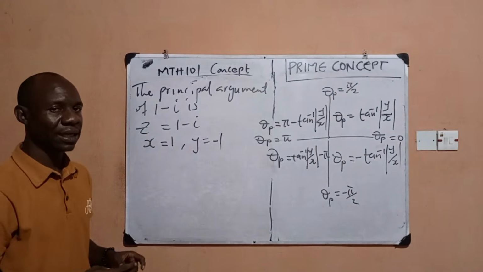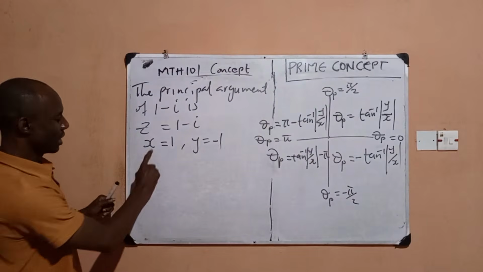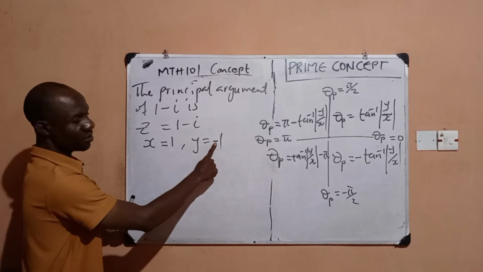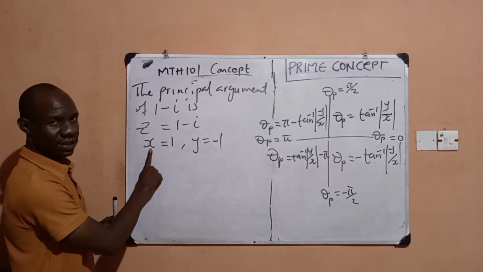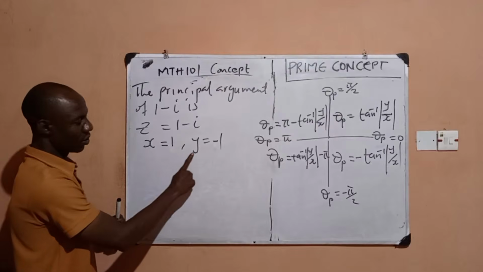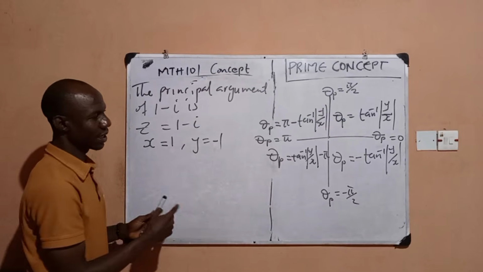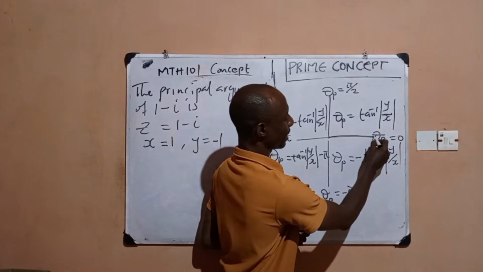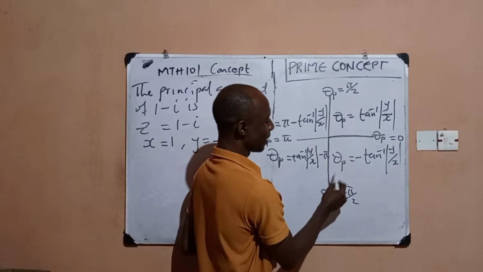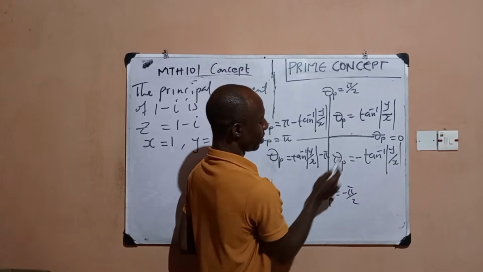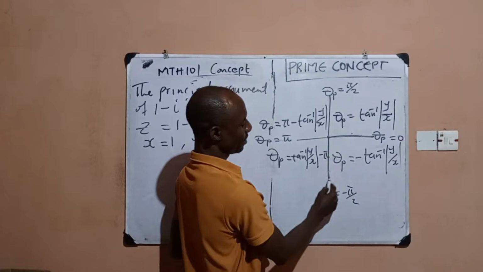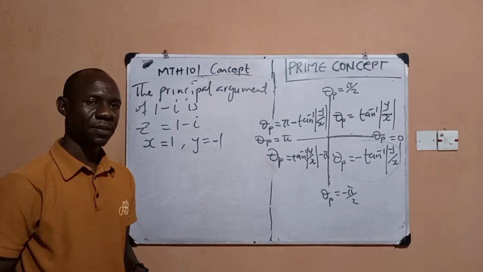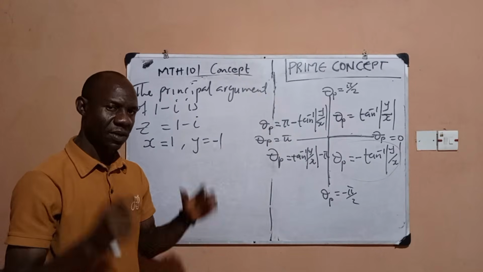That is the coefficient of i. So you would notice very quickly that your x is positive and your y is negative. Where we have positive x and negative y, we are in between positive x and negative y, which is here. So this is the fourth quadrant. Do you understand that? Yes, you understand.